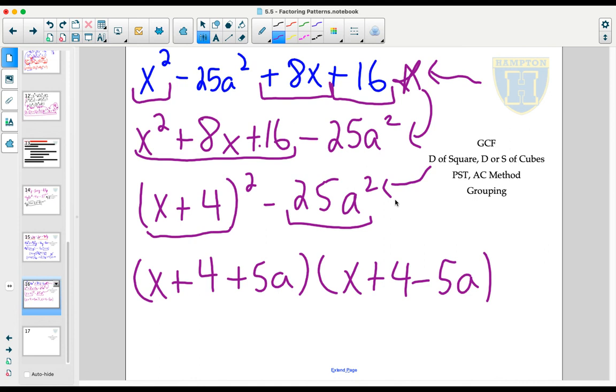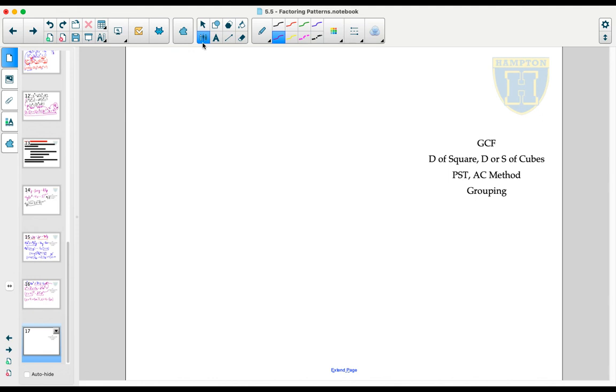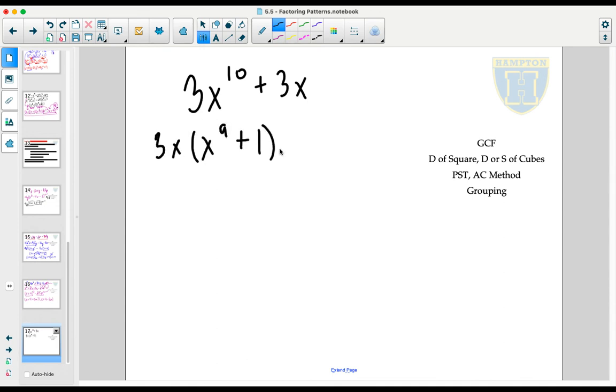Lastly, what I think is the most challenging example that we're going to see in this video is actually the one that involves the least number of terms, and that is the polynomial 3x to the 10th plus 3x. Looking at these two terms, we see a greatest common factor of 3x. So we're going to begin by removing that common factor, leaving us with x to the 9th plus 1. x to the 9th plus 1 is a sum of cubes. This is the cube of x to the 3rd. 1 is 1 cubed.